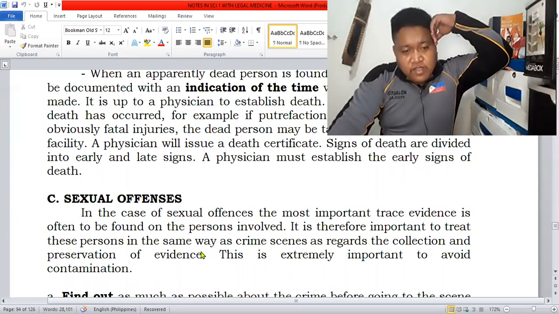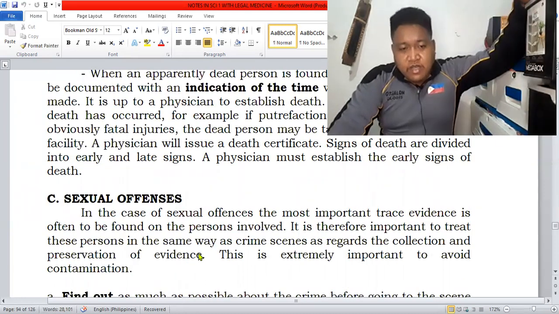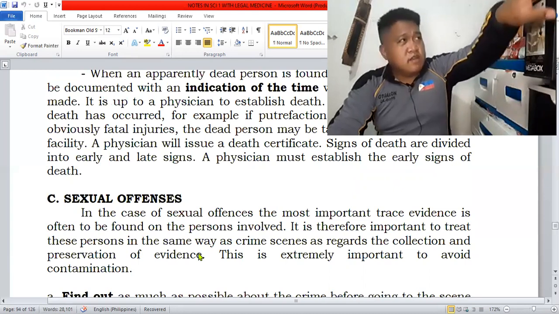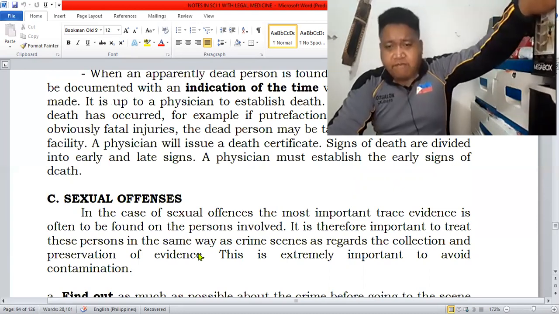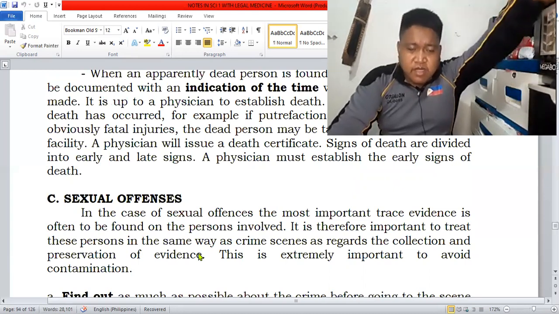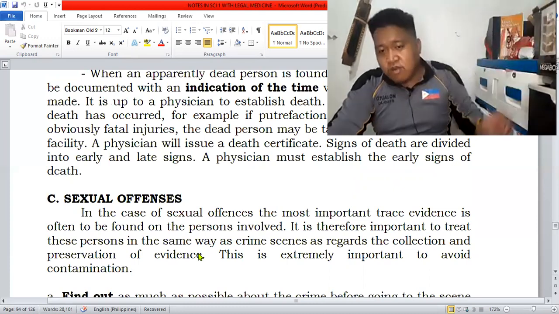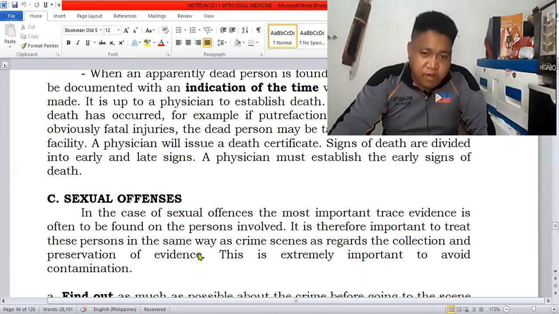Then for sexual offenses like rape, the most trace evidence is often to be found on the persons involved. It is therefore important to treat these persons in the same way as crime scenes. Always remember that. In the example of the crime of rape, the crime scene is the persons involved themselves.